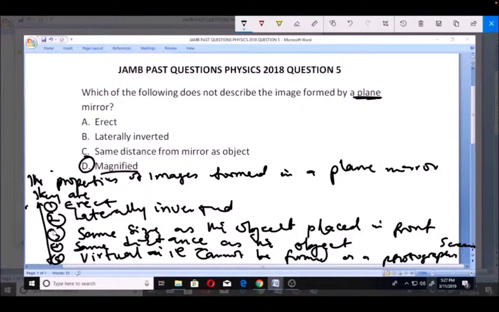They are erect, they are laterally inverted, they are the same size as the object and the same distance as the object. And they are virtual. So those are the properties. And from that, the option that is not there is D, magnified.